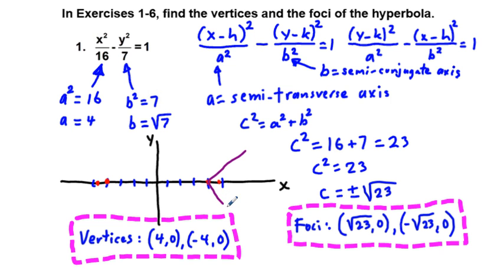Okay, something like this. That's more gradual than that, but it will come like this. So this is what our hyperbola is going to look like. Not a very great sketch, but enough to see the basics with the foci and the vertices.